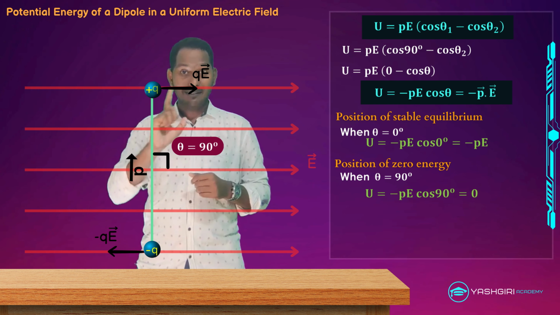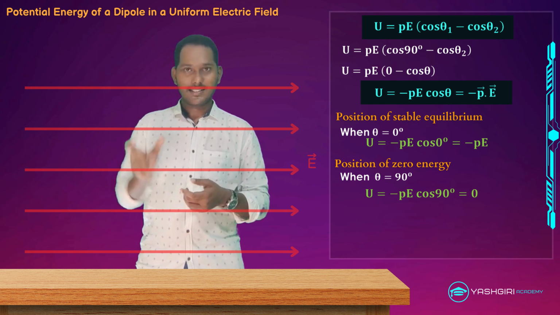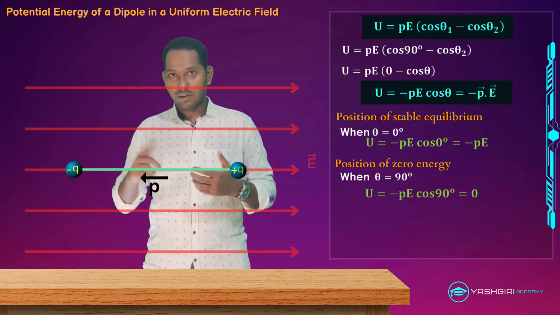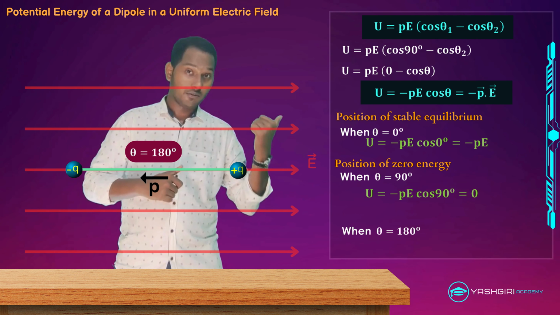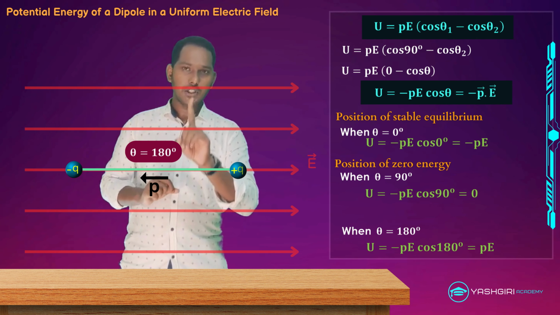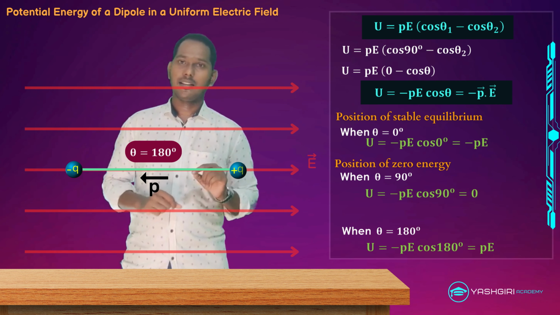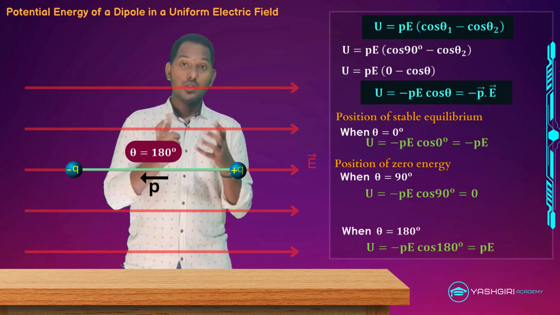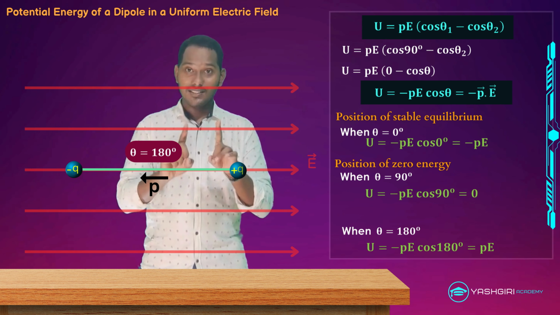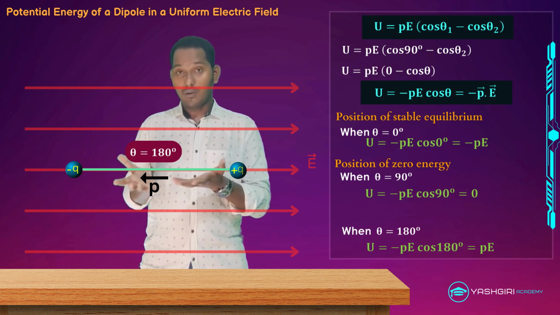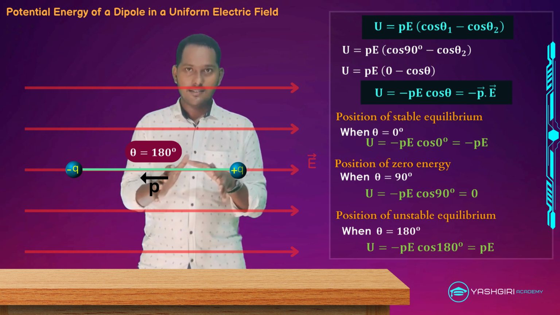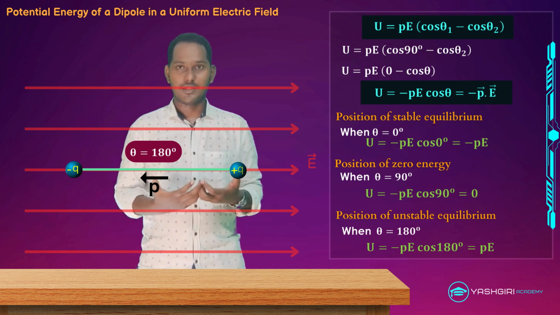Now, when the electric dipole moment is anti-parallel to the electric field line, or let us say it is at an angle of 180 degrees, in that case, cos of 180 degrees gives you -1, and the negative will become positive, and the potential energy here will be electric dipole moment into the electric field. So which tells me that there will be a maximum potential energy. So this is the case of the position of unstable equilibrium. So these are the 3 different cases, students, that we have discussed.